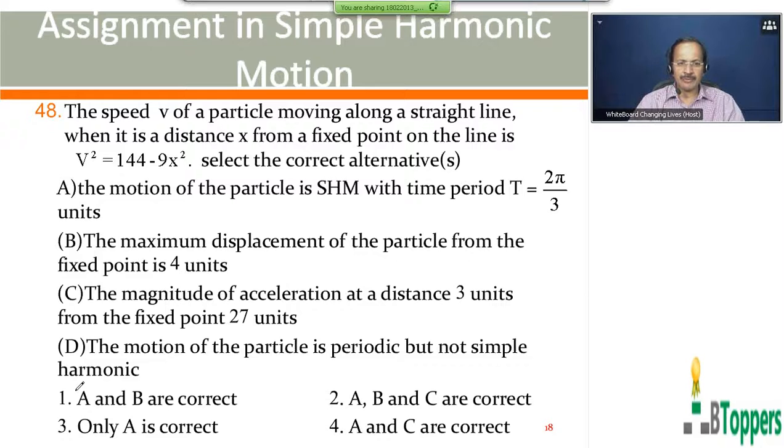You have to write your answer as 1 if the first statements A and B are correct. You have to write your answer as 2 if the first 3 statements A, B, C are correct. You have to write your answer as 3 if only statement A is correct. Write your answer as option 4 if the statements A and C are correct. Come on, take a pause and finish trying this question.